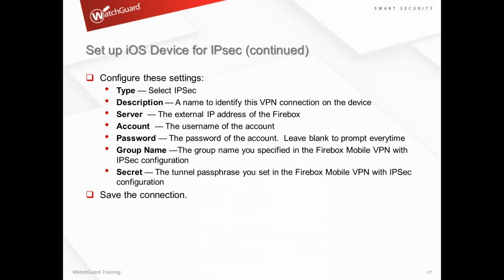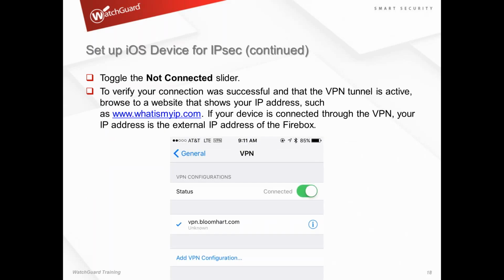So the main things in there is your type. So you want to select the IPsec, go ahead and describe that connection, whatever might be most useful to the end user. Server name, account, password, group name, the group secret, and then save the connection. Now, once you're actually connected, you would toggle the not connected slider, as you can see here.